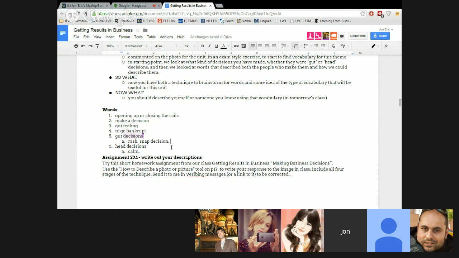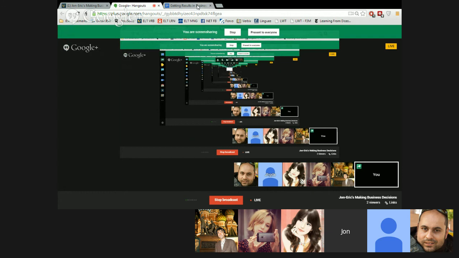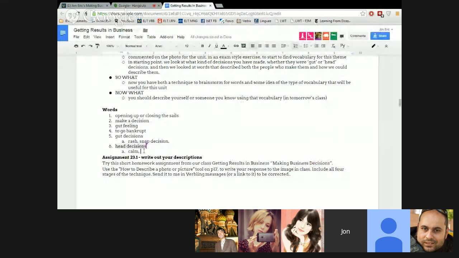Any other ideas? Out of curiosity, any other synonyms we might want to come up with for head decisions or gut decisions? Anything else come to mind? I'll give you another one. Calculated decisions are head decisions. Calculated. Rational? Yeah, rational. Calculated means the same as rational. So we can put all those there.